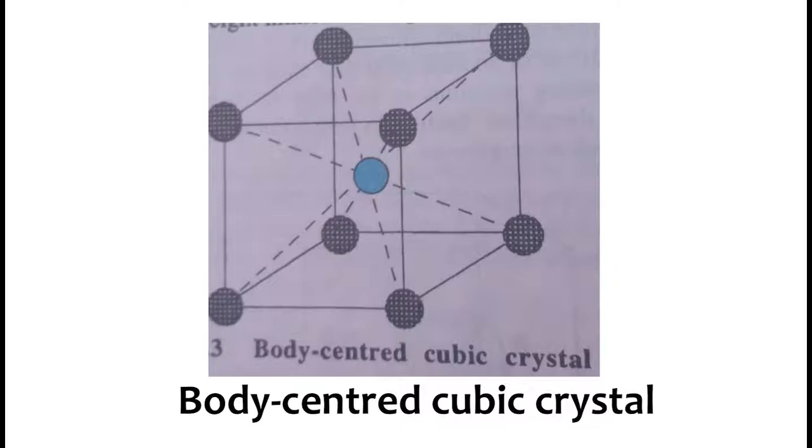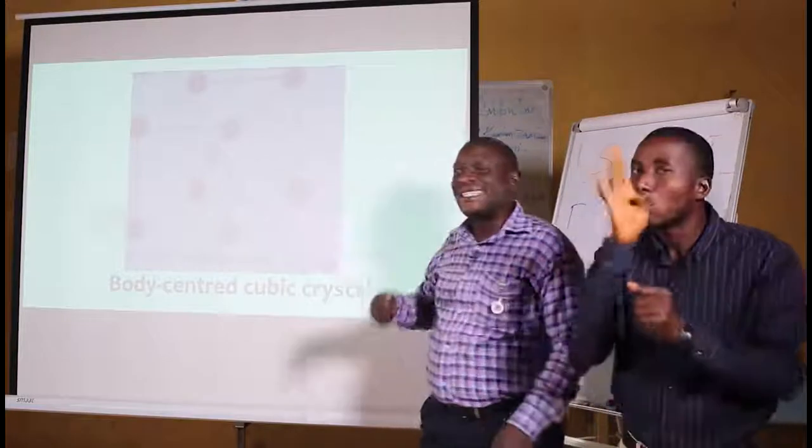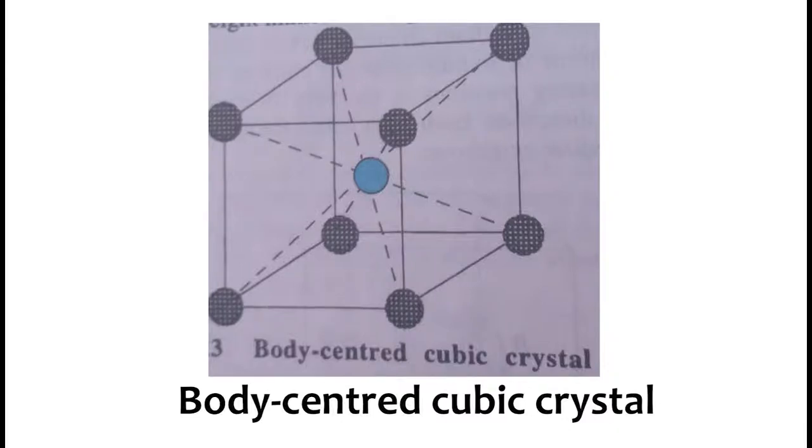Just like we have said, here in the center, we can see an identical component with blue color at the center of the cube. And we have the other 8 components at the corners. So this represents a body-centered cubic crystal.